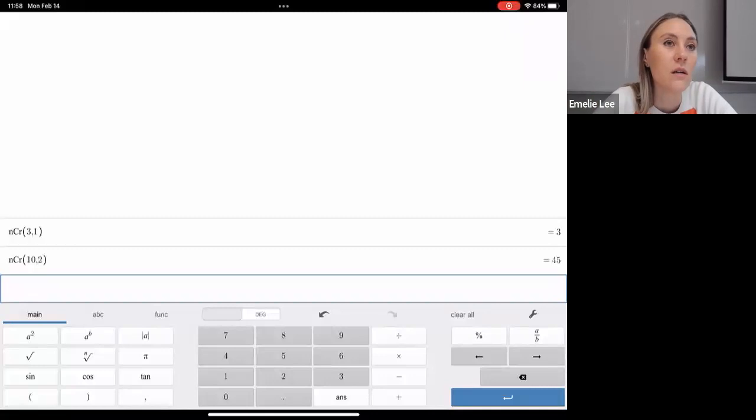Are they universal? Pardon? Are they universal? Is this not specific? No, it's universal, yeah. So it's just how many ways can you have exactly k successes in n trials?